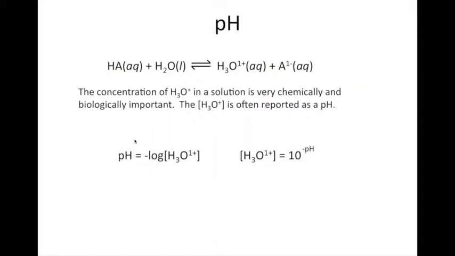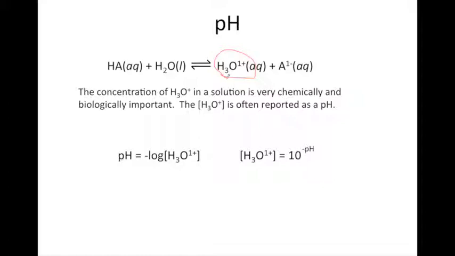Now, when acids dissociate, as we just mentioned, they produce H3O plus by definition. The concentration of that H3O plus in solution is incredibly important in chemistry, in biochemistry, in biology. Of course, your blood has a certain hydronium ion concentration, and if that concentration gets a little too high or a little too low, it can be lethal. This can also affect chemical reactions and lots of different things. So studying the hydronium ion concentration is incredibly important.